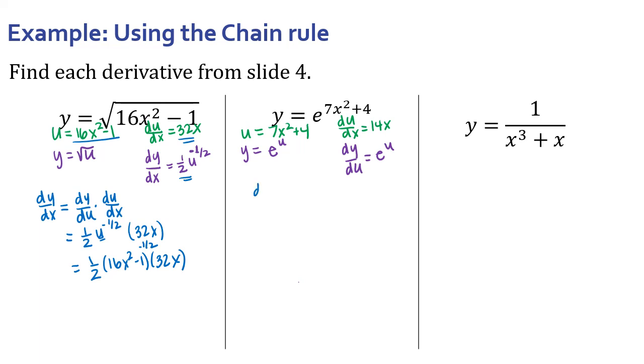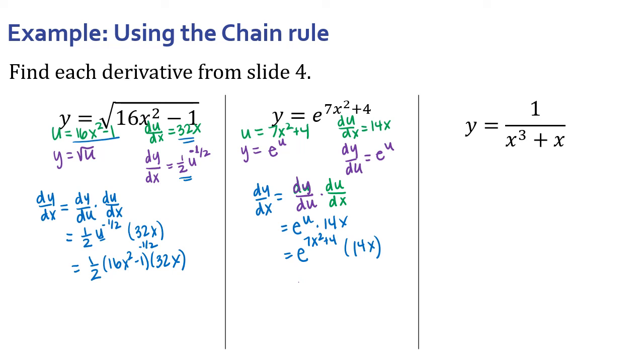Okay, so again, dy/dx equals, I'll do this in color coding so you can see it even more, the derivative of y with respect to u times the derivative of u with respect to x. So now I'll just substitute those in. So I get e to the u times 14x. So that gives me e to the 7x squared plus 4 times 14x.